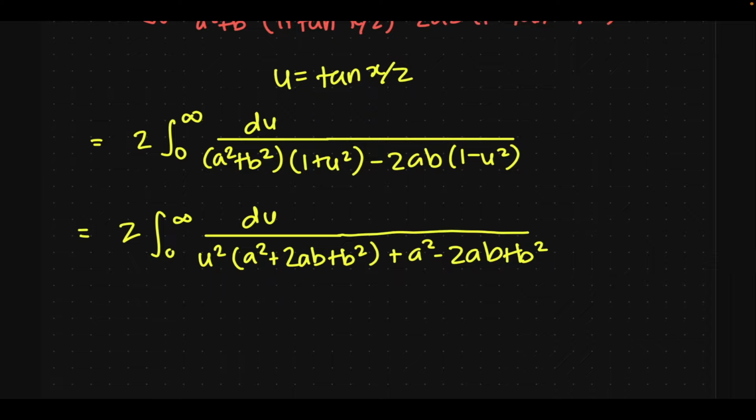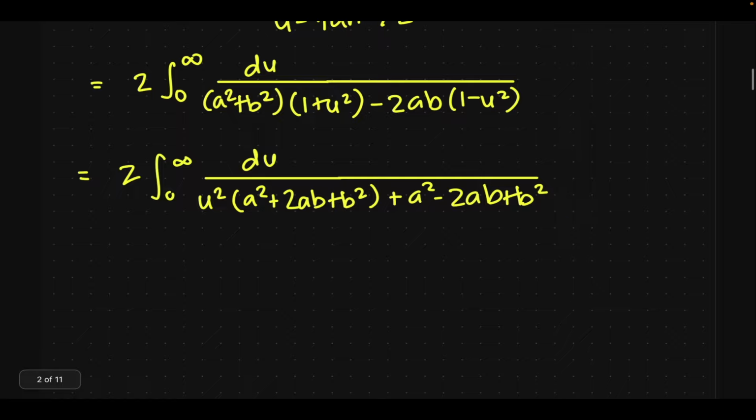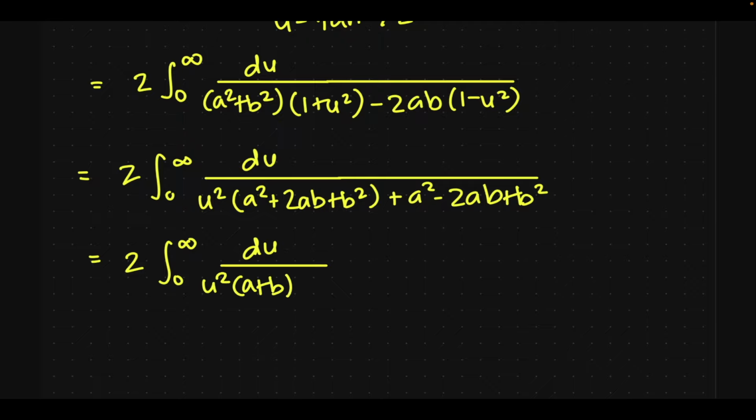Now, I think all of my viewers have taken the first algebra sequence, so they know what these quantities here are, this quantity in the bracket and this quantity outside. They both know how to simplify. We will have u squared times a plus b whole square plus a minus b whole square.